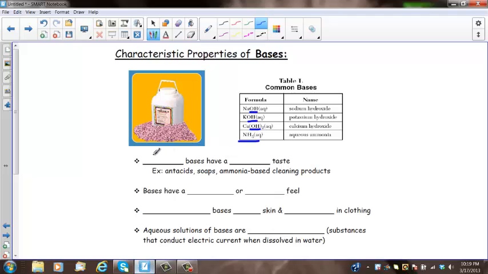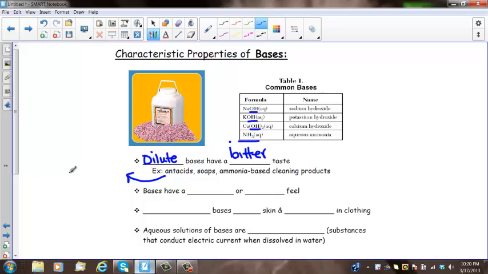So, dilute bases have a bitter taste. Some examples are antacids, soaps, ammonia-based cleaning products.